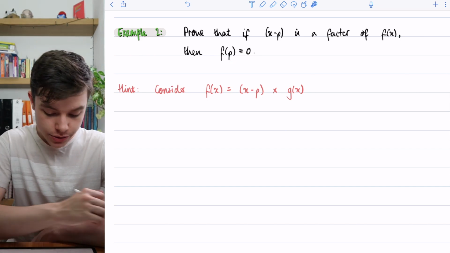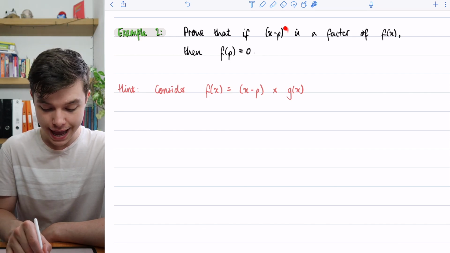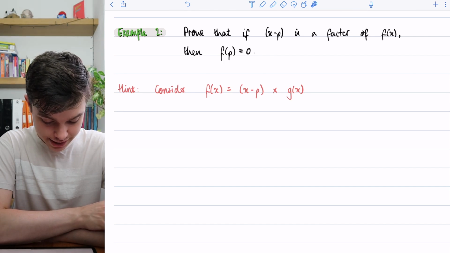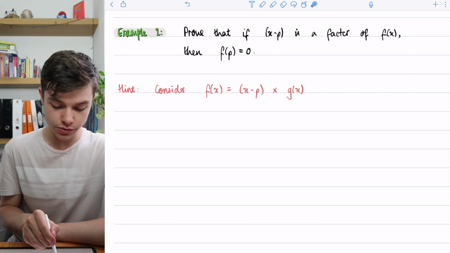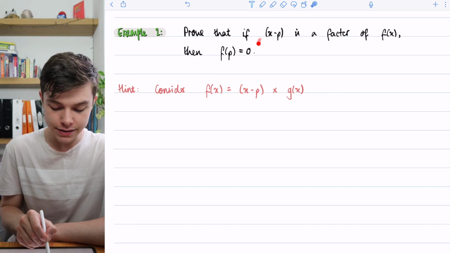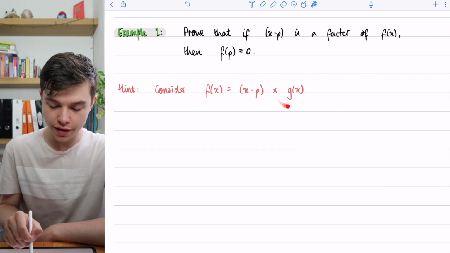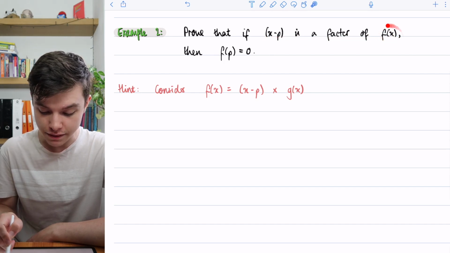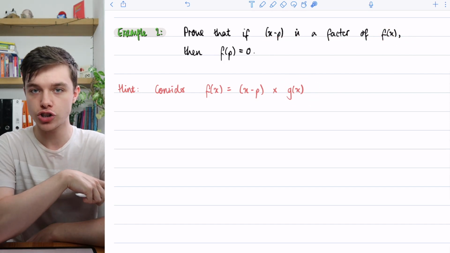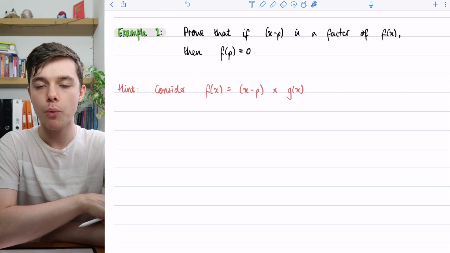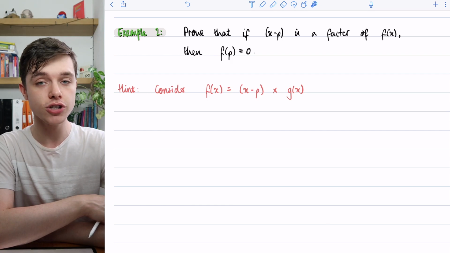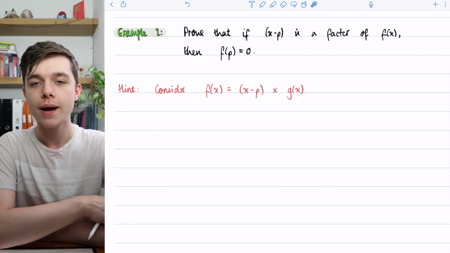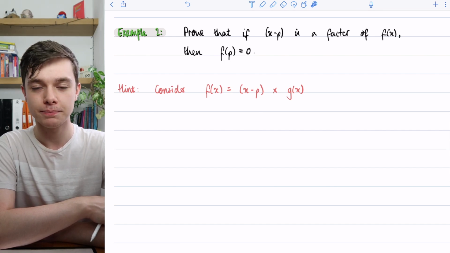You could also say it the other way around. If f of p is 0, then x minus p is a factor of f of x. Okay, I've got a little hint here. It says consider f of x being equal to its factor x minus p times another function, because that's what being a factor means. We can factorize out x minus p from f of x to give me this other function there. Okay, so think about what you can do with that. Maybe you could do some substitution. If you're not sure, then continue watching and we'll work through the answer, but have a go if you want to. Press pause and then press play when you're ready for the answer.